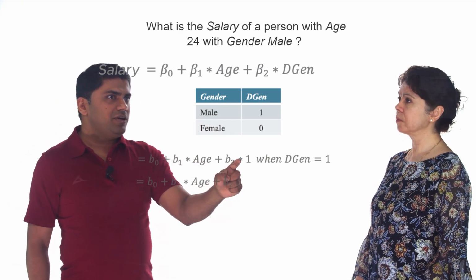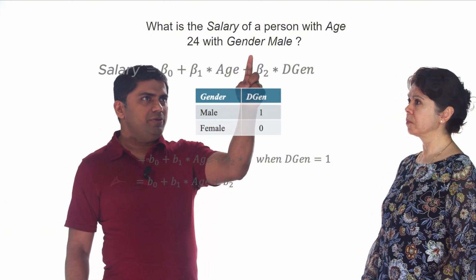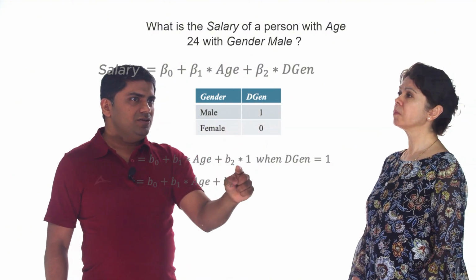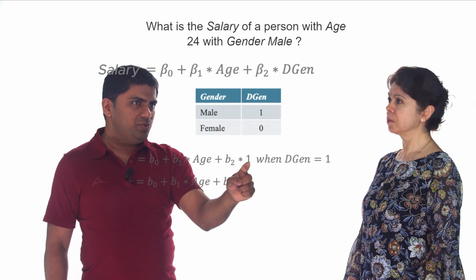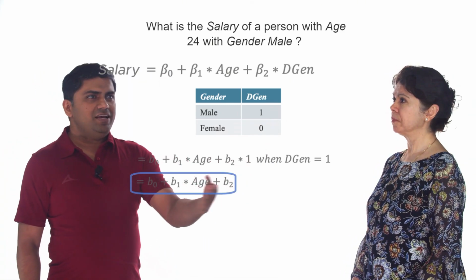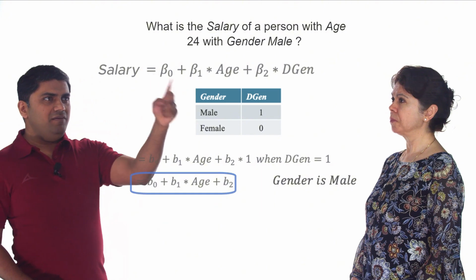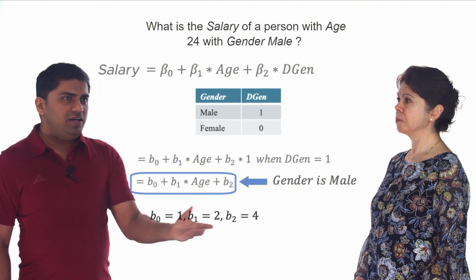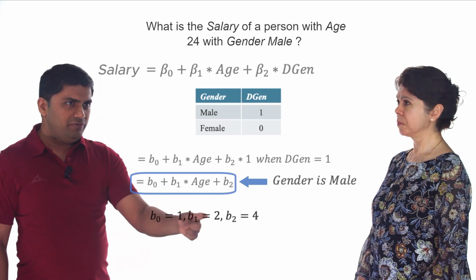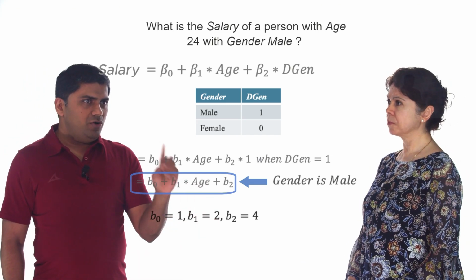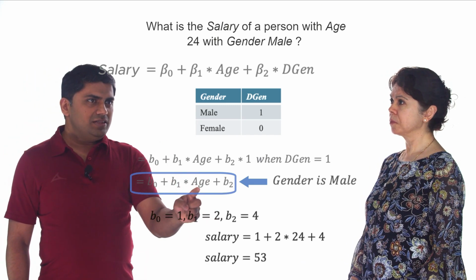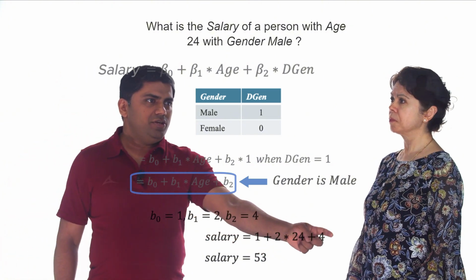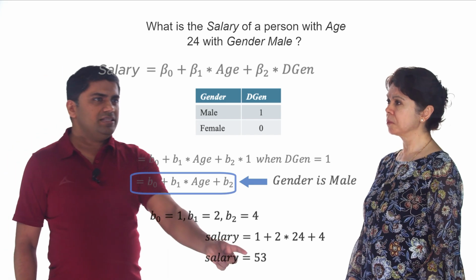And here you have to calculate the salary of the male. So you remember D gen is of male, so you have to put this equal to 1. So this would be the salary of the male with 24 years. Beta 0, beta 1 and beta 2 are the constants. Any statistical software will give us these values. So the only remaining thing we have to put is the age, which is 24, and we know this is 4 times 1. So salary is 53.